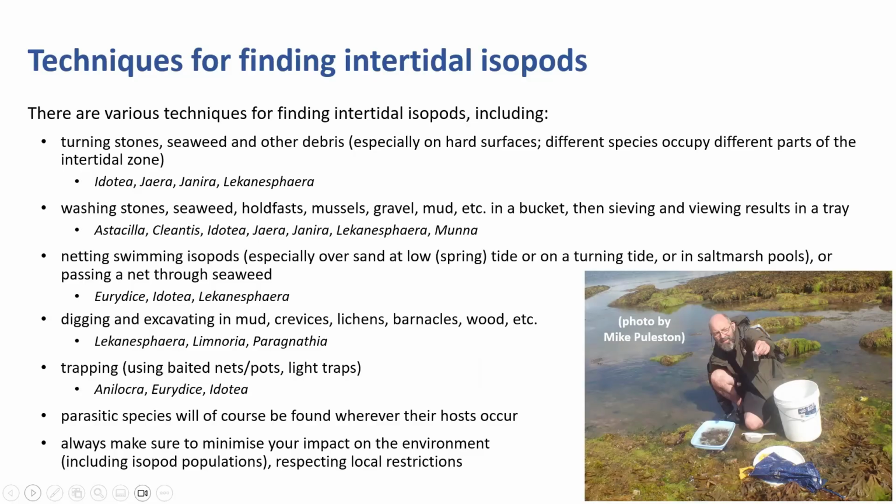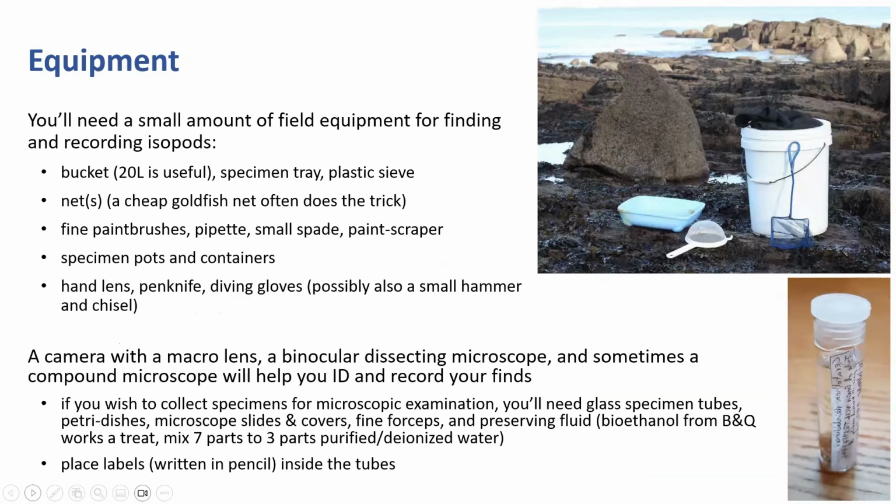Digging and excavating in mud, crevices, lichens, barnacles, wood, and so on, you'll find various species. You can use baited and light traps to find others. It's a bit more involved. If you want parasitic species, you have to find the hosts. Of course, always remember to minimize your impact on the environment, including the populations of the isopods themselves, and respect the local restrictions and so on.